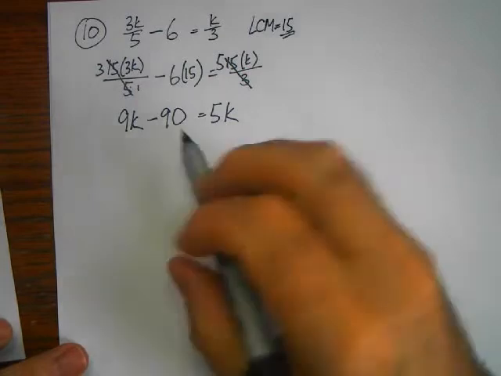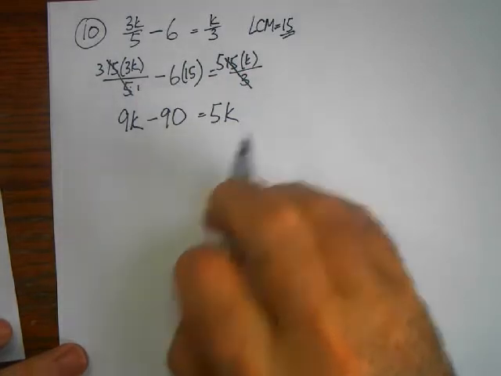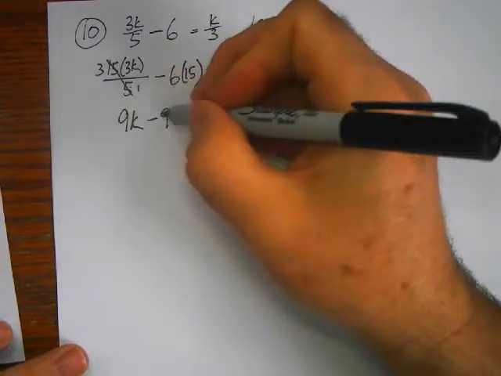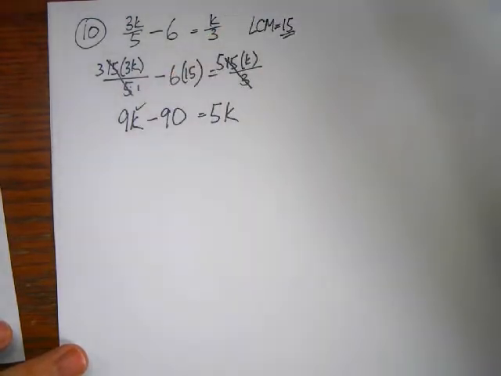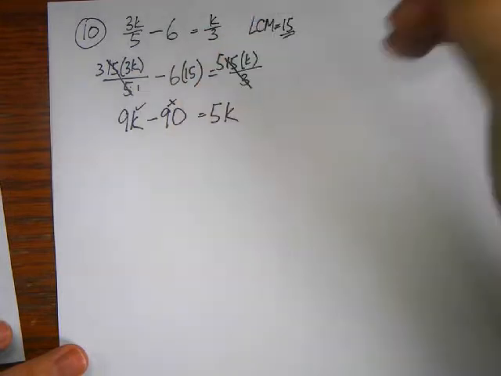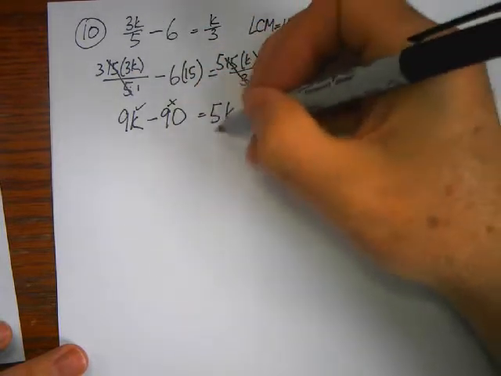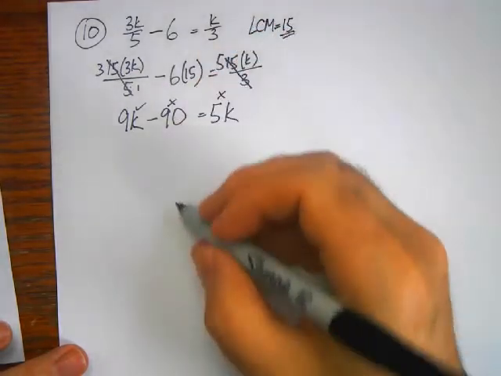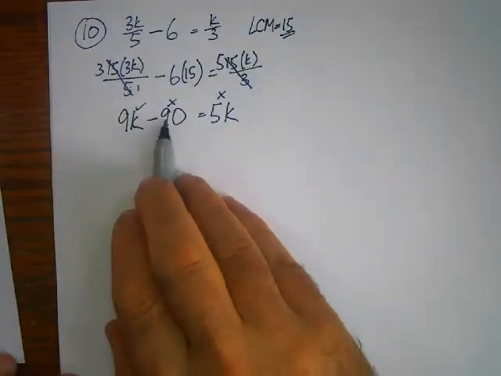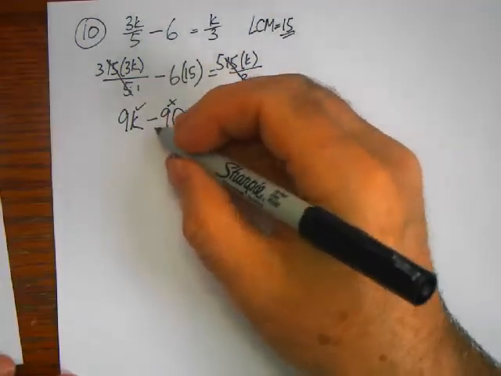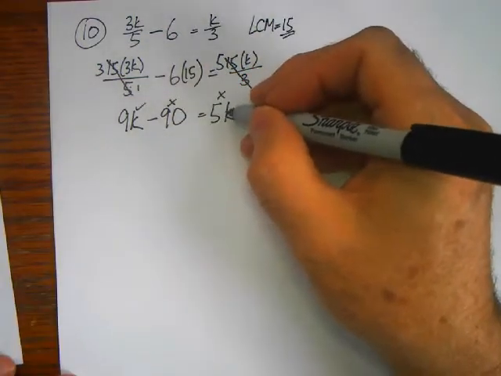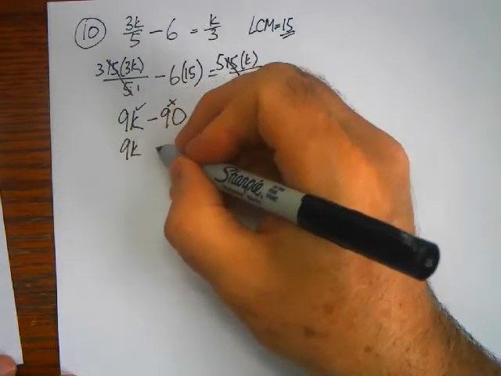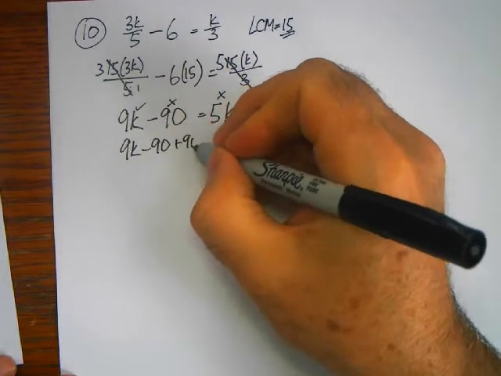In this case, I can't simplify the left side or right side, so we do our little checklist. The 9k, I want the k's on the left side. I don't want the negative 90 here, I want my numbers over here. And the 5k also should not be there. So what I'm going to do is add 90 to both sides, and then subtract 5k from both sides. I'm going to do that in two separate steps. So I'll do the plus 90 first.